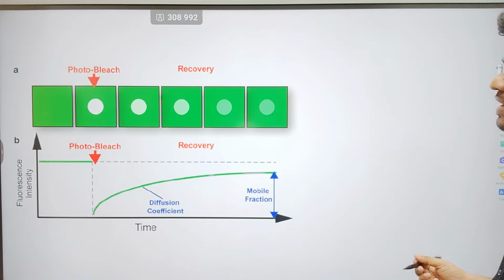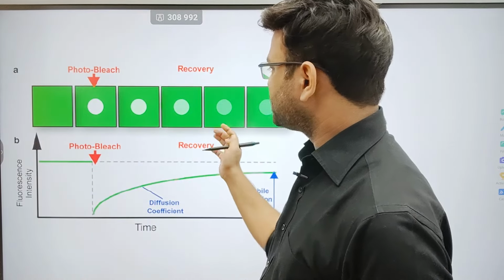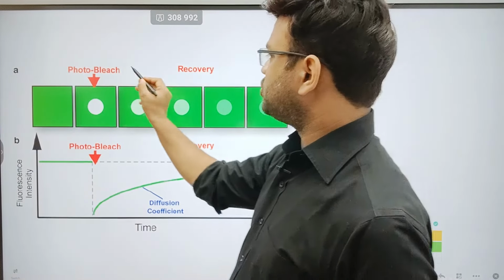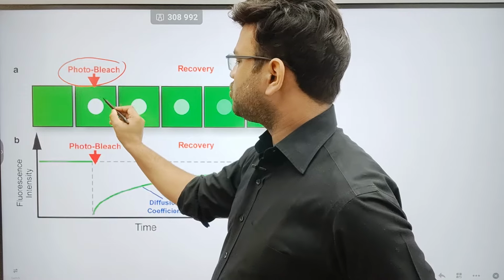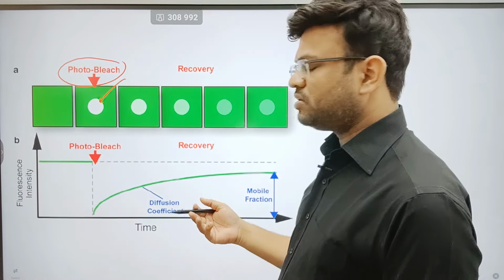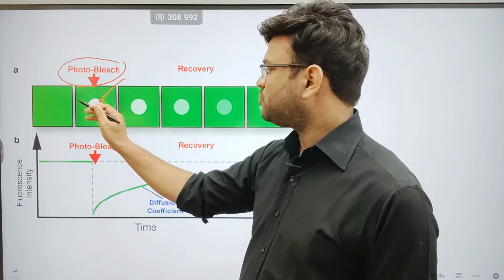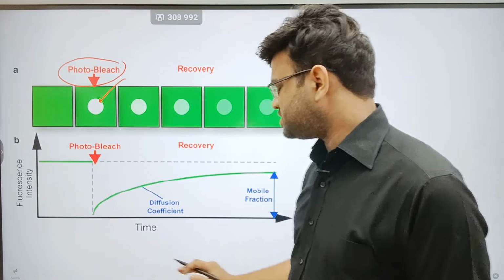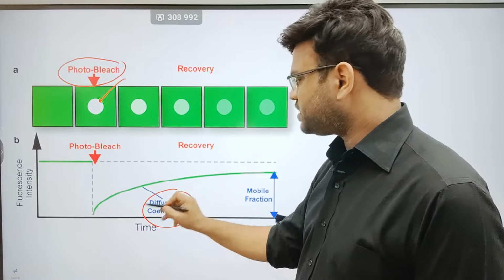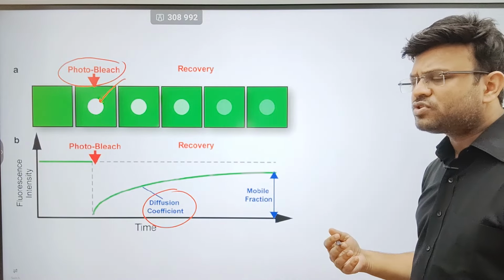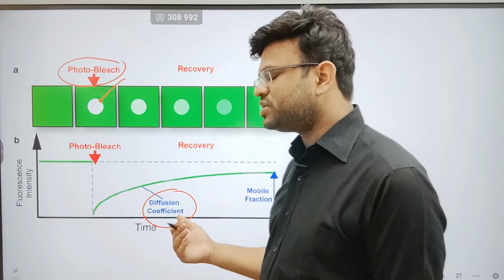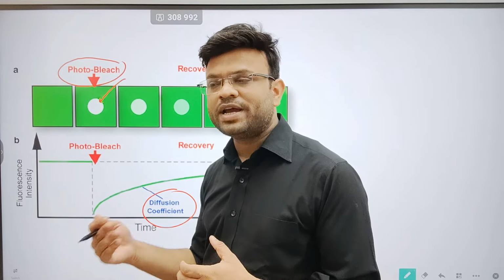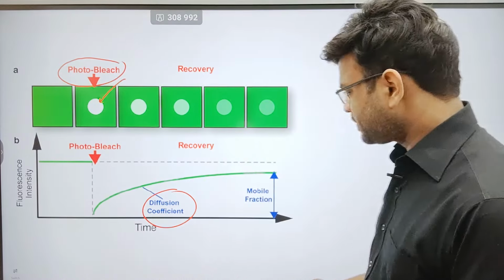Now let us move on to another diagrammatic representation. In this diagram you can see that you perform the photo bleaching. Because of the photo bleaching, this area was not fluorescing, and gradually the recovery took place. The same diagrammatic representation is present over here, and this recovery is depicted by the diffusion coefficient that I said. Fluorescence recovery after photo bleaching actually gives you the diffusion coefficient value, and with the diffusion coefficient only you would be able to realize how much is the mobile component and how much is the immobile component.